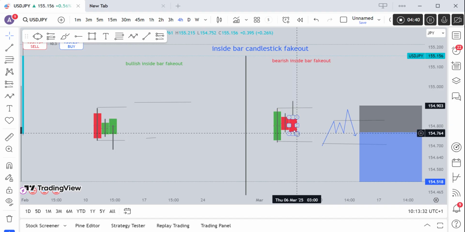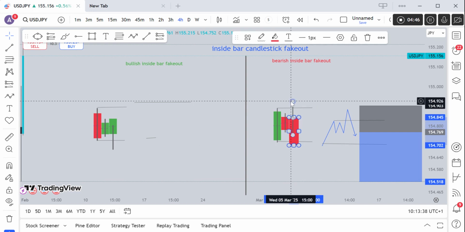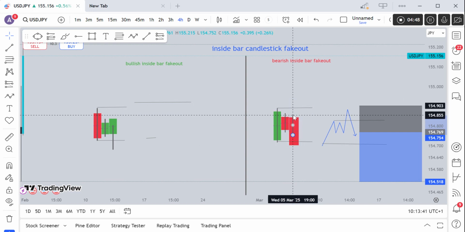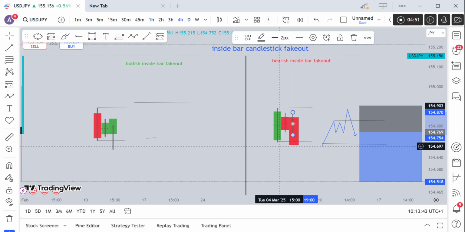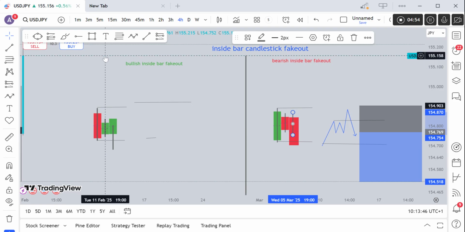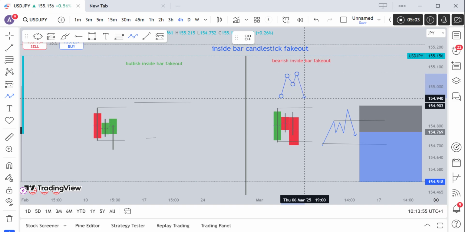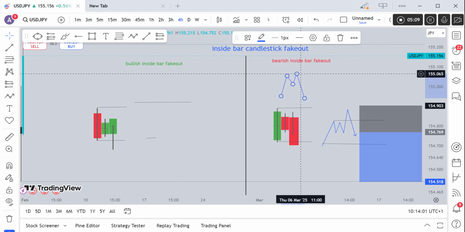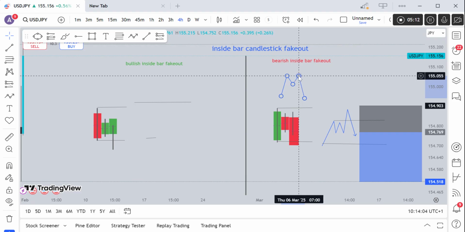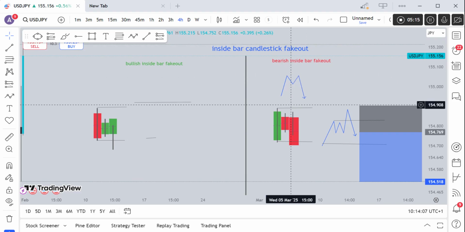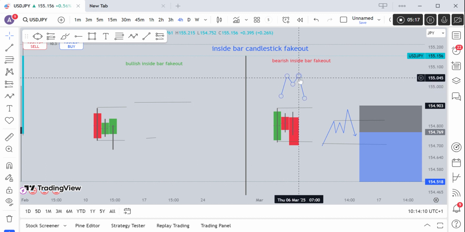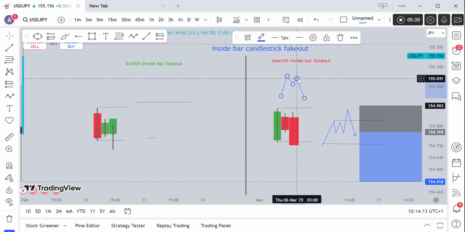Or if this candle went up here without the fake out, assuming this candle did something like this, without the fake out, this is a complete inside bar candlestick. Without the fake out, you have to enter the trade from here, that is, from the breakout. This is how to use the candlestick language, or use the candlestick, to know what the market is going to do in future.